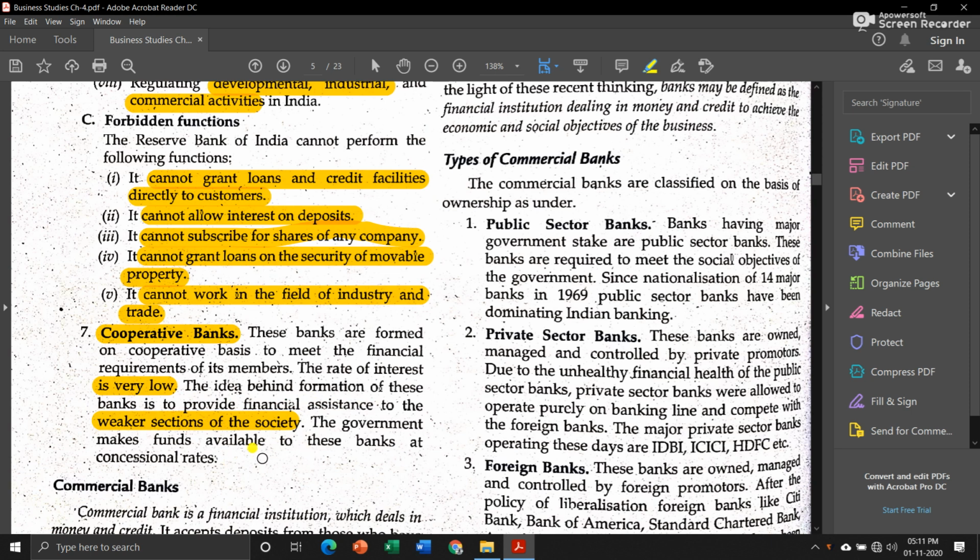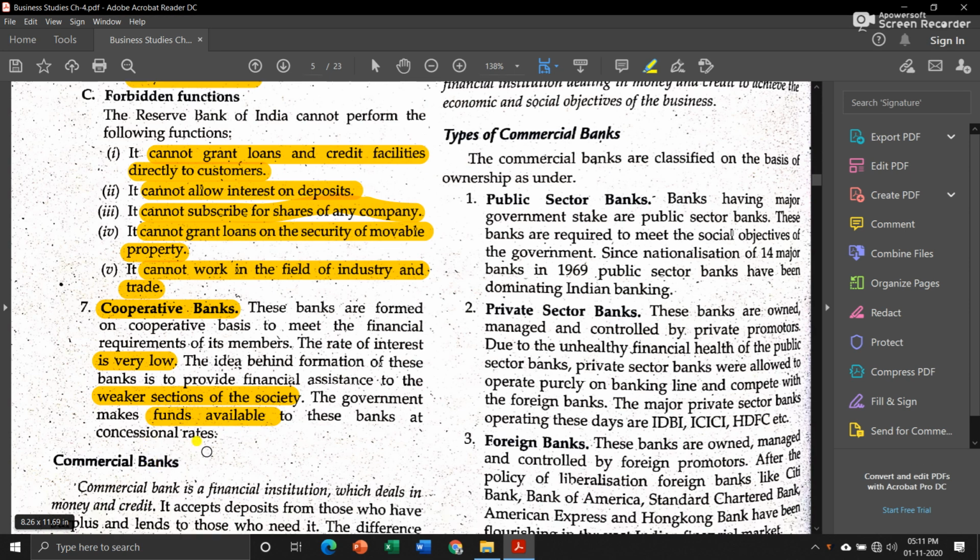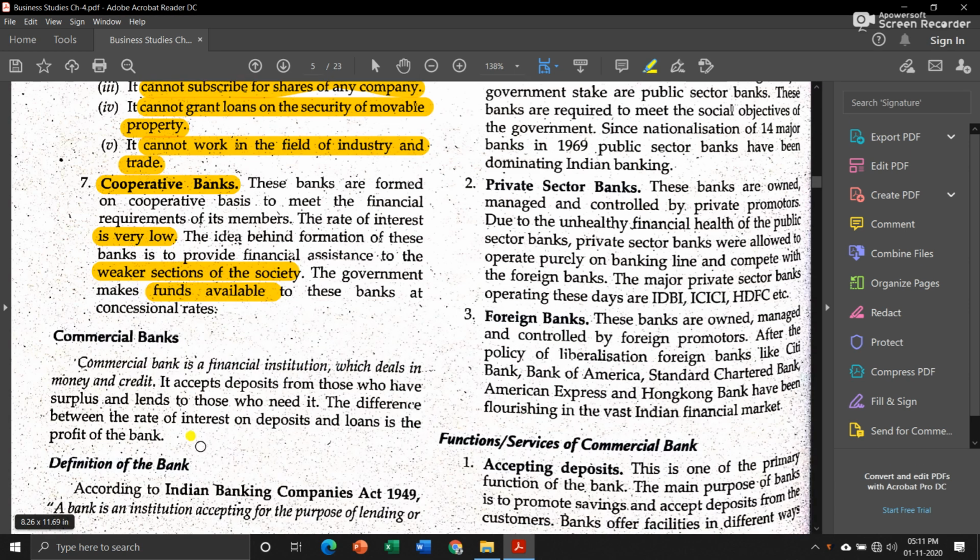That is why the government makes funds available to this kind of banks at a very low rate, or we can say concessional rates. Now let us discuss in detail about commercial banks. A commercial bank is a financial institution which deals in money and credit. Money, we know, is cash, and credit is another term for loan.